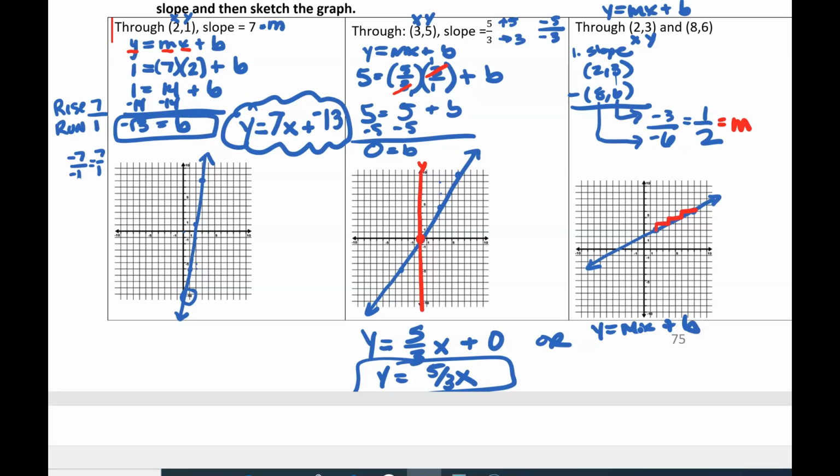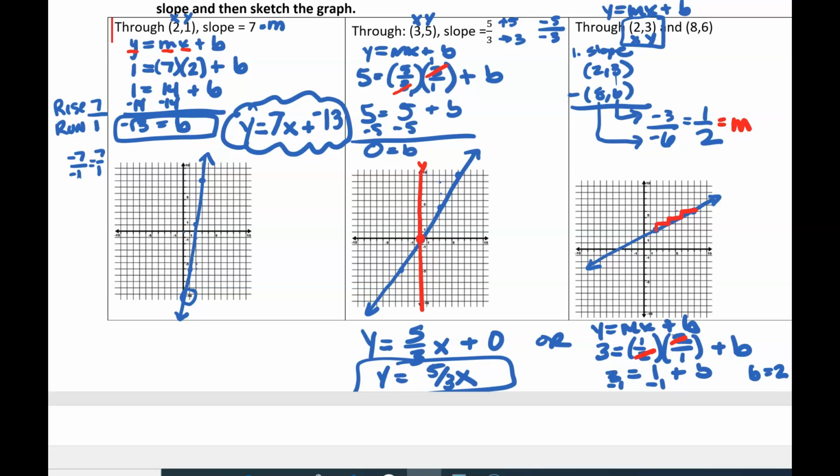Come down here at the bottom, and I'm going to use one of my points. It does not matter which one. I'm just going to pick (2, 3). Okay, 2 is going to be my x, 3 is going to be my y. So y is 3, my slope is 1/2, x is 2, or 2 over 1, plus b. The 2's end up canceling out with the fraction, so you end up getting 3 equals 1 plus b. Take away 1 from both sides, and you end up getting b equals 2.